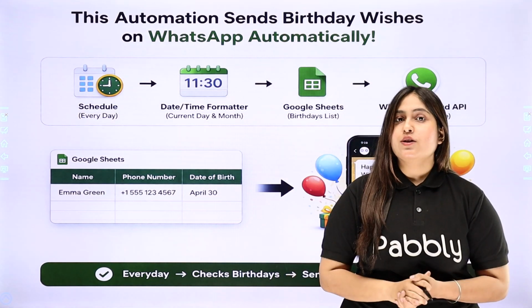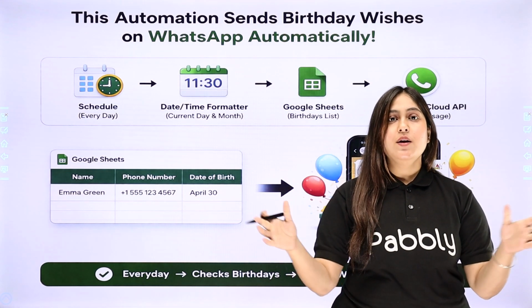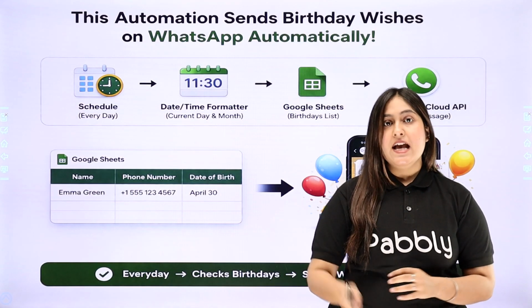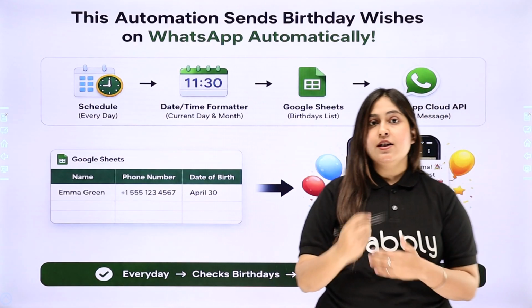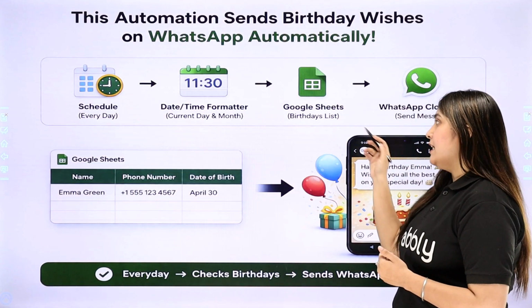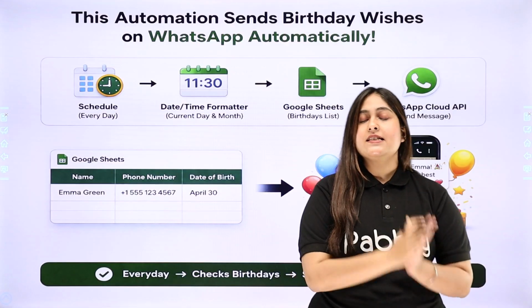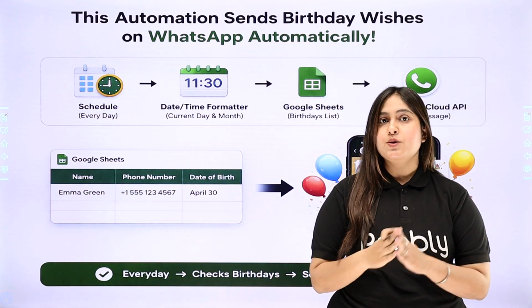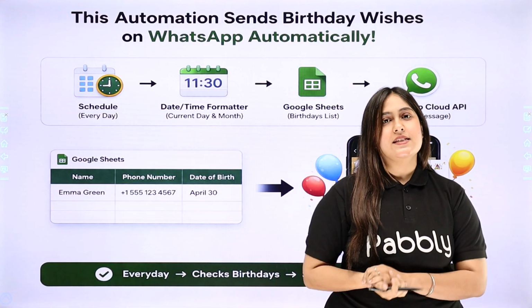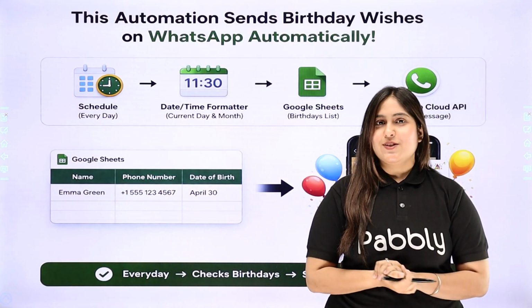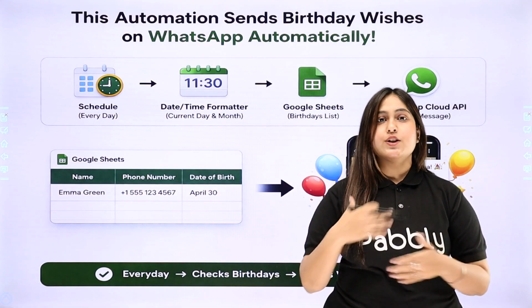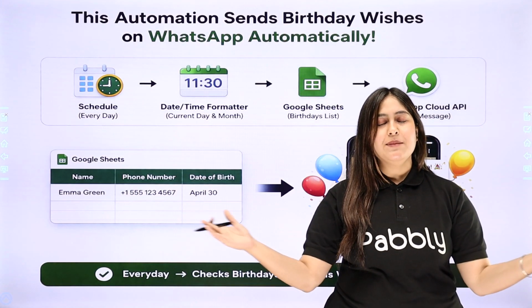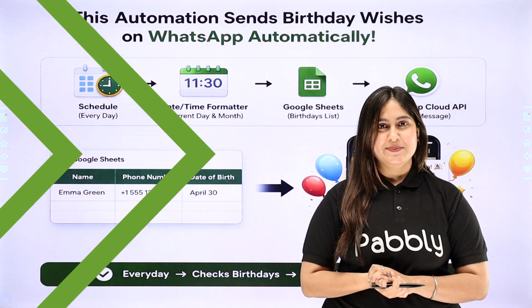Alright, let's move forward to the next automation, which sends birthday wishes on WhatsApp automatically. I have created this automation to send birthday wishes to all my employees automatically. Every day this automation runs, extracts the current date, and searches for the birth dates in my Google Sheets data. After that, it sends automatic birthday wishes on WhatsApp to all my employees using the WhatsApp Cloud API. Sounds magical, right? So this was the entire brief of the automations, and now to see the working of these automations, let me take you to my screen.